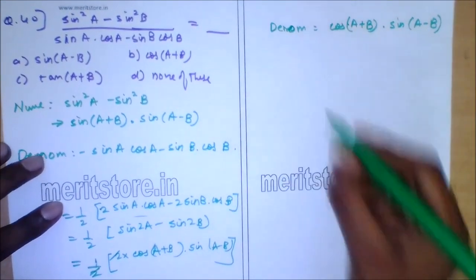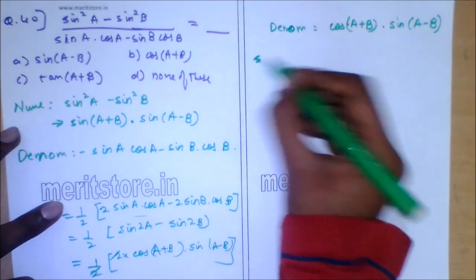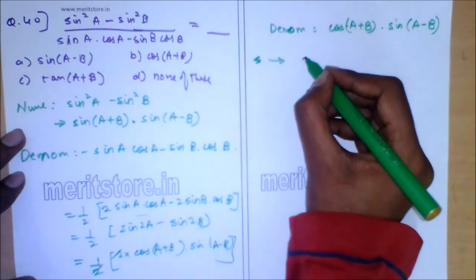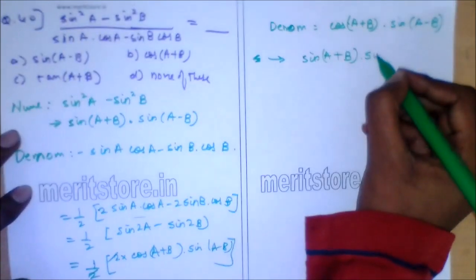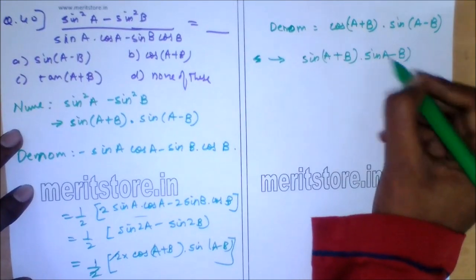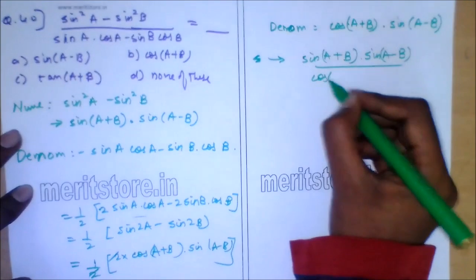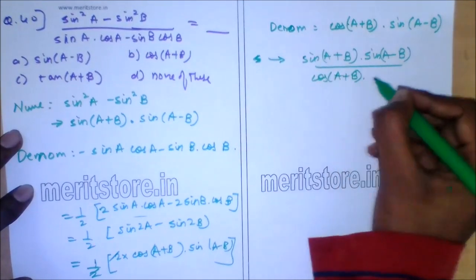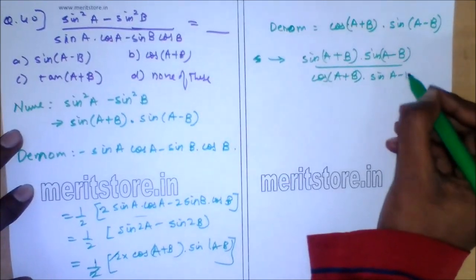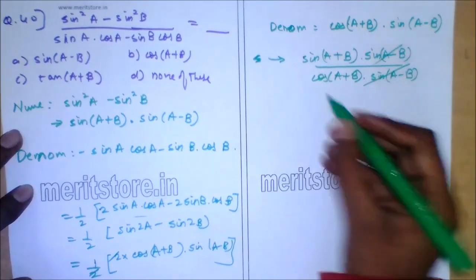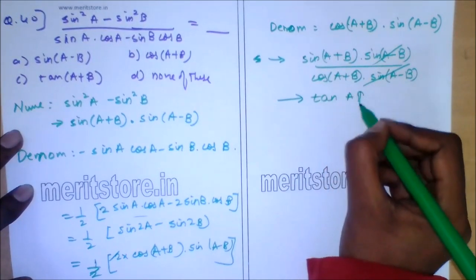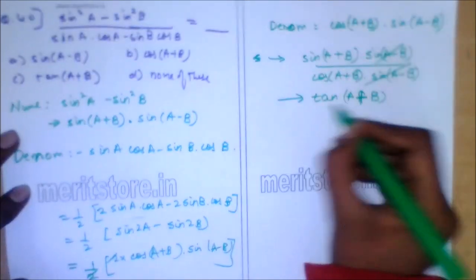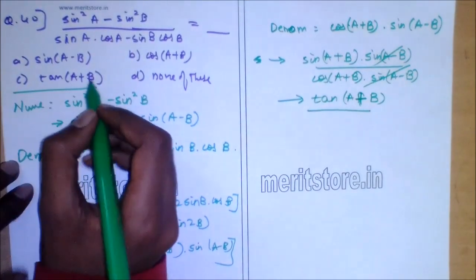So we substitute the values here. So the answer is sin A plus B into sin A minus B upon cos A plus B into sin A minus B. So this gets cancelled. So we are left with tan of A plus B, which is option C, tan A plus B.